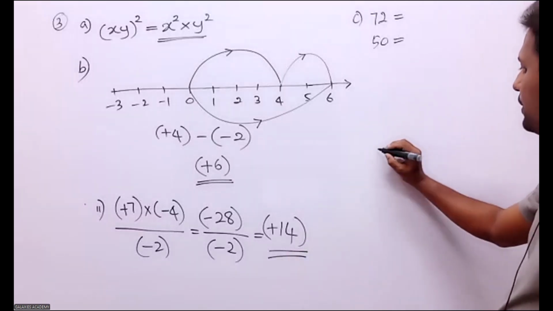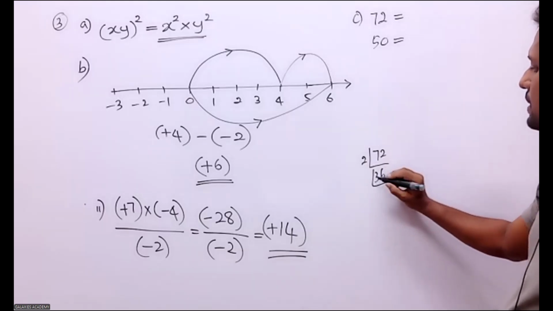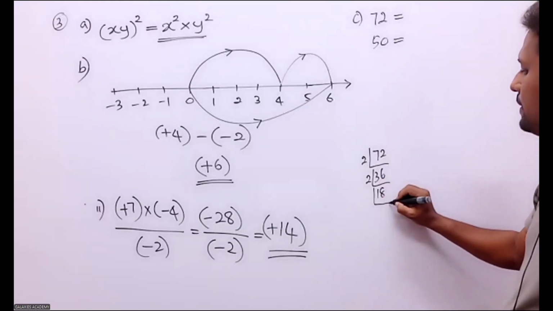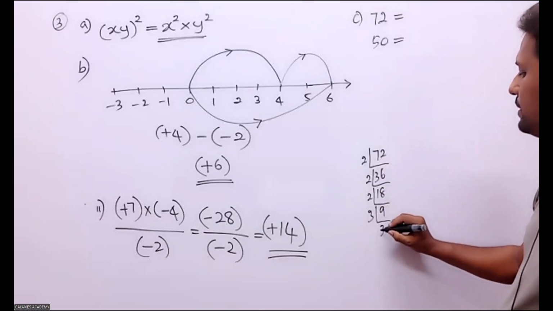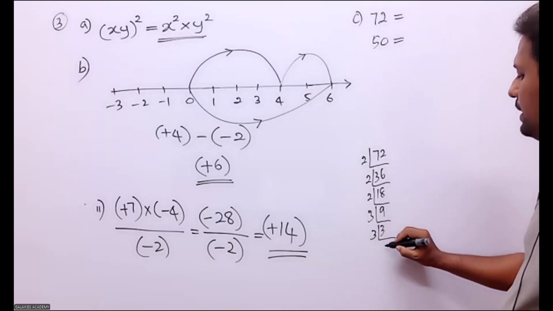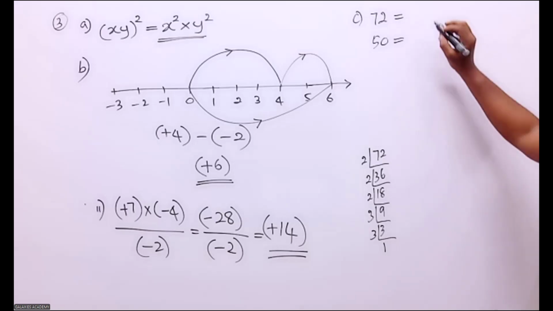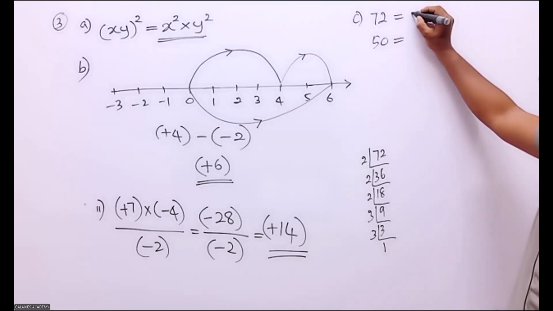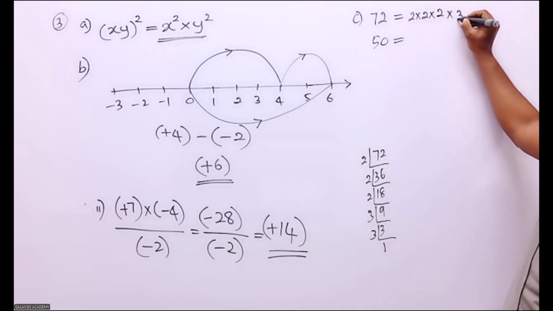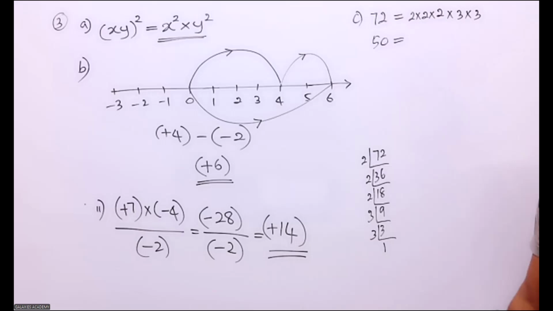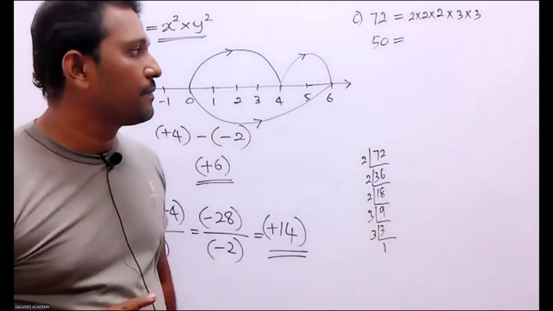Right. 72, how you can write? 72 we can divide by 2, 36. 36 divide to 18. 18 divide to 9. 9 divide 3, 3. 3 divide 3, 1. So 72, you can write 2 multiply 2 multiply 2 multiply 3 multiply 3. Okay, only you have write the product of prime numbers.